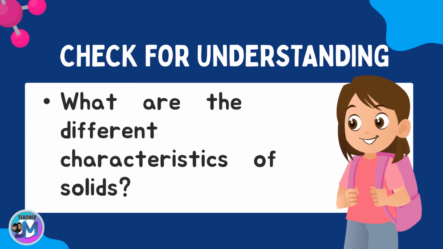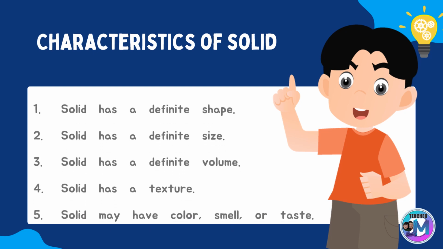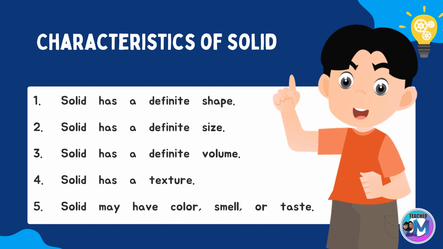Now, what are the different characteristics of solids? There are 5 characteristics of solid. 1. Solid has a definite shape. 2. Solid has a definite size. 3. Solid has a definite volume. 4. Solid has a texture. And 5. Solid may have color, smell, or taste.